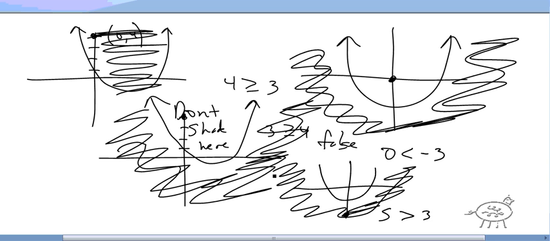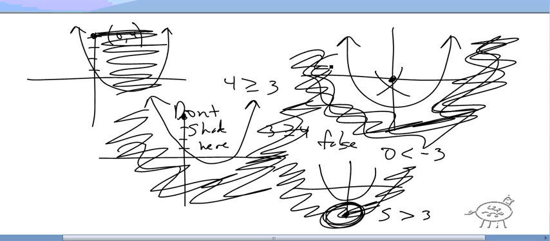So it doesn't matter what point you pick. You pick a point, and then you test it, and you see if it's true or not. If it's true, you shade where the point is. If it's false, you don't shade where the point is, you shade the other place. So it has nothing to do with shading inside or outside. It has to do with shading where you pick that test point. Okay? That's really important you understand that. All right, so let's try a couple other examples here.